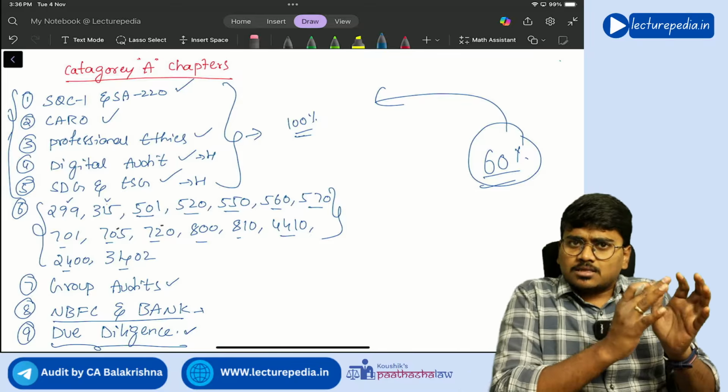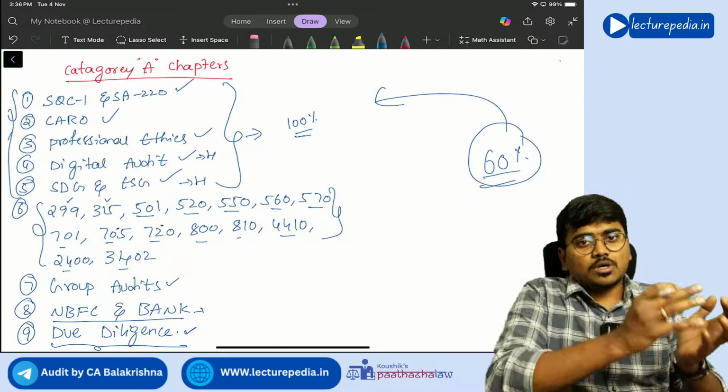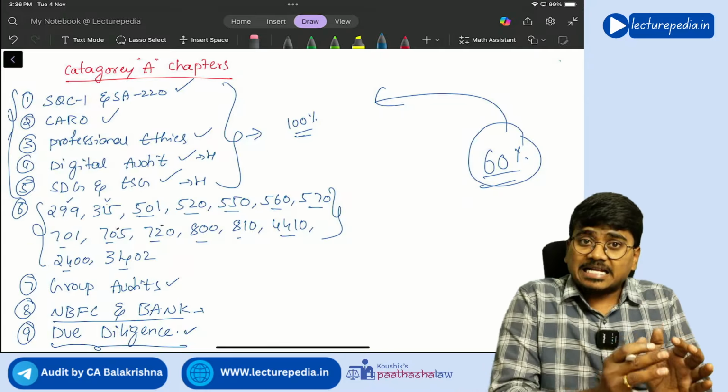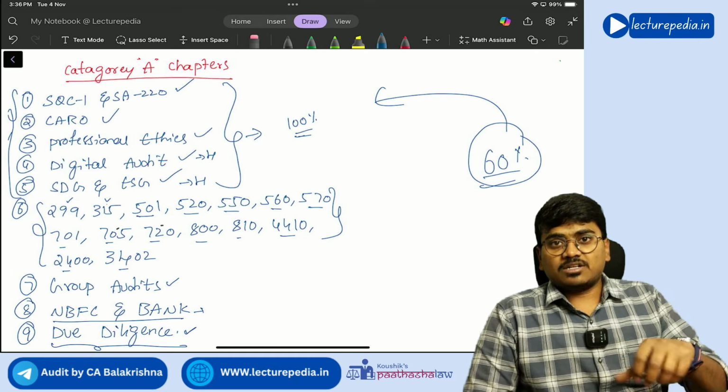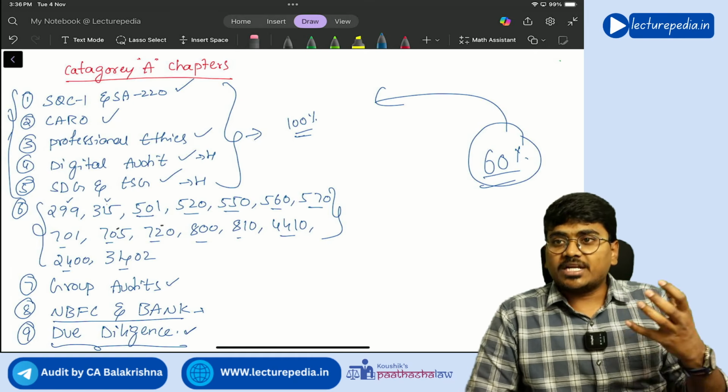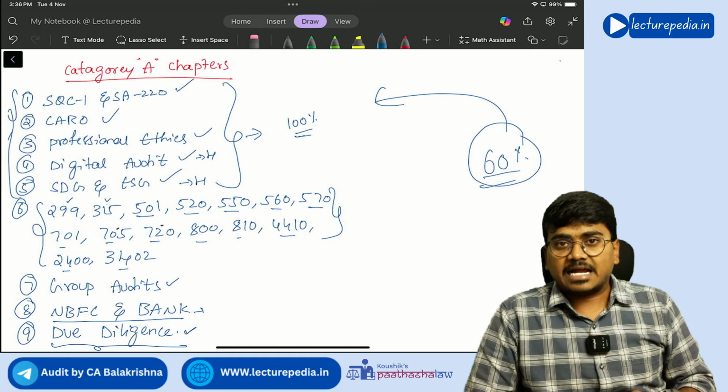MCQs also, see, in MCQs you can focus on all the chapters, but for category A chapters you don't forget, because for sure they will be giving questions from these. You need to read every nook and corner of the book for these category A chapters. Yes. Next, category B: audit of PSU, investigation.